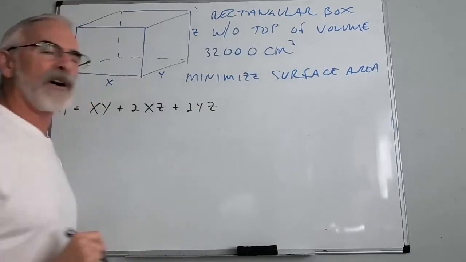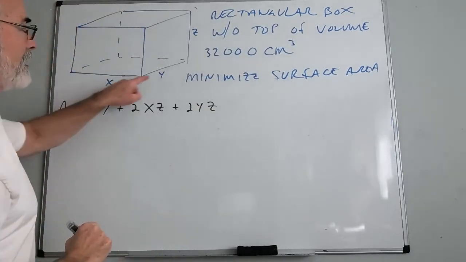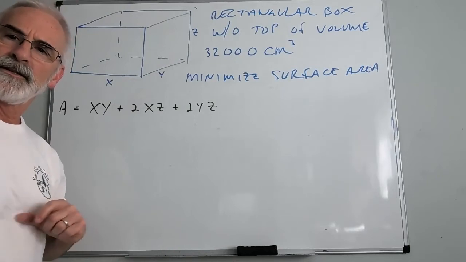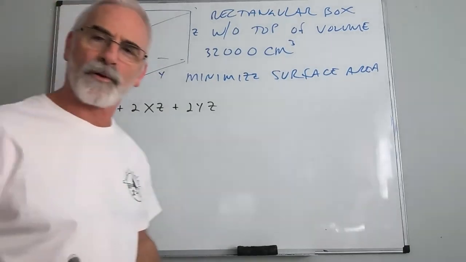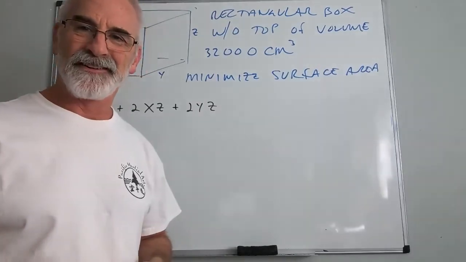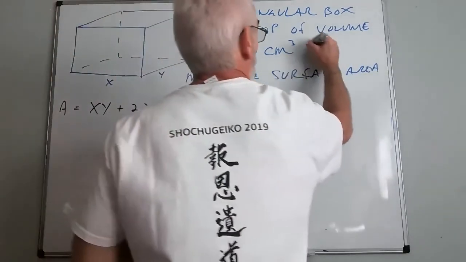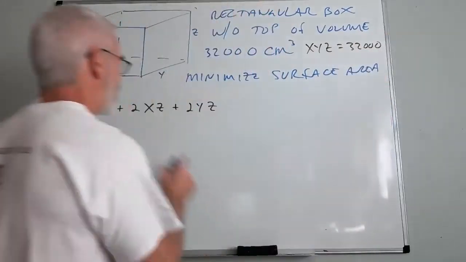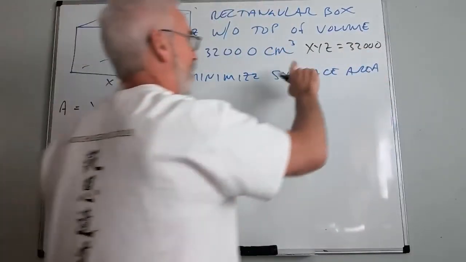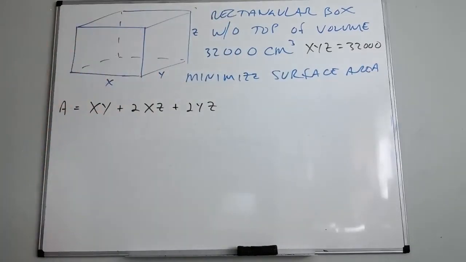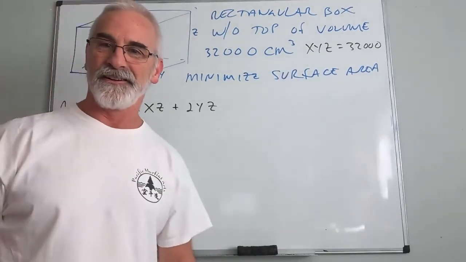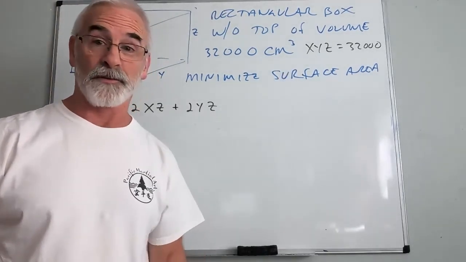What's the volume of my box, by the way? Anybody? What's the volume of my box? In equation form. X times Y times Z. X times Y times Z equals 32,000. I got too many variables here. I have X times Y times Z equals 32,000. Any good ideas? You did this in Calc 1, something similar.